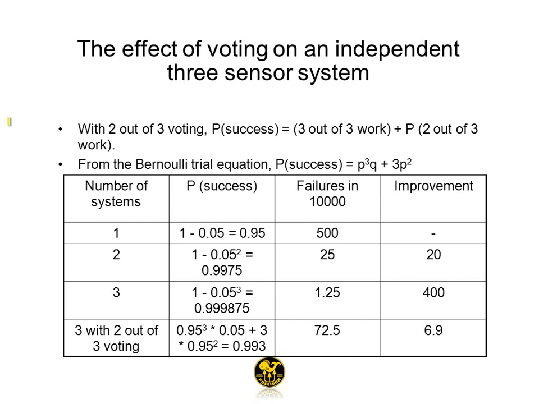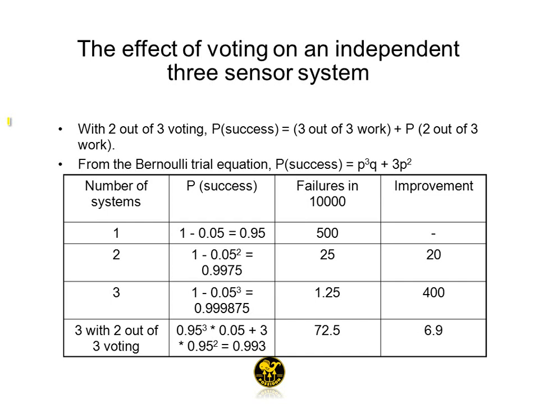As soon as you apply 2 out of 3 voting algorithm, guess what? Even if the sensors are statistically independent, you end up with 72.5 failures per 10,000. In other words, you will notice that you are not even close to being as good as a true double sensor system if they're statistically independent. So the improvement factor in this case is a mere 6.9.